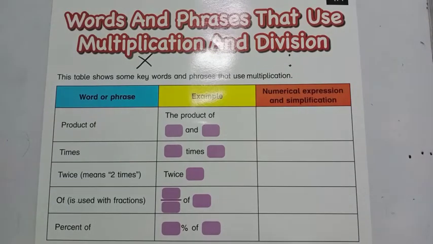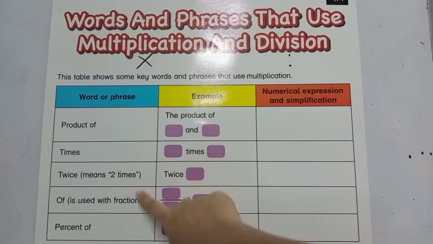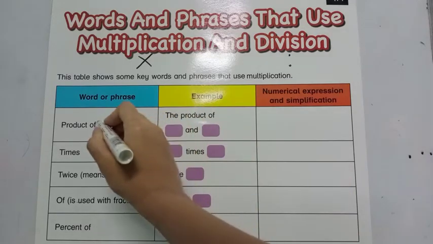You can look at this table in your textbook, page 8. Please open it now, and then we will fill in the blanks of the table together. There are 1, 2, 3, 4, 5 keywords or phrases that use multiplication. The first phrase is product of.